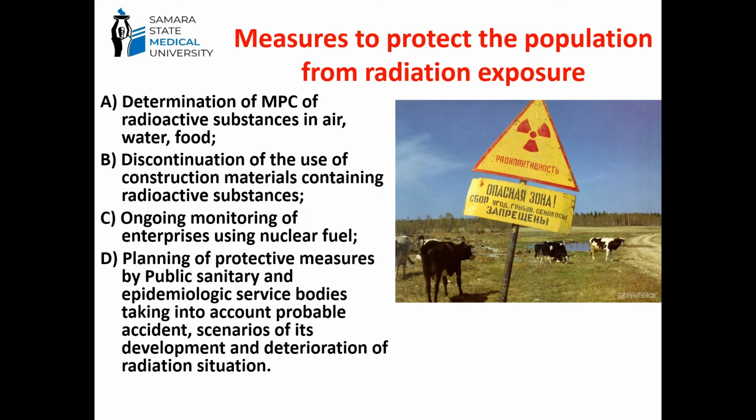There are measures to protect the population from radiation exposure. They are on the screen. Determination of maximum permissible concentration of radioactive substances in air, water, food. Discontinuation of the use of construction materials containing radioactive substances. Ongoing monitoring of enterprises using nuclear fuel. Planning of protective measures by the public sanitary and epidemiologic service, taking into account probable accident scenarios, its development and deterioration of the radiation situation.